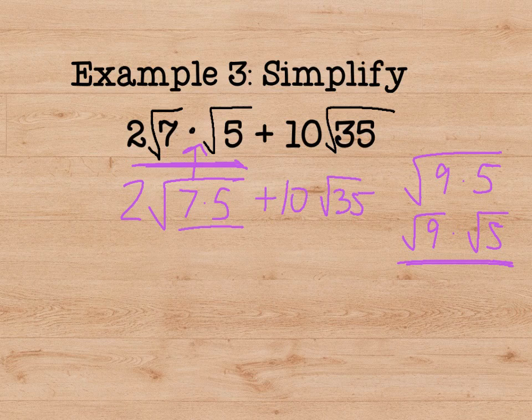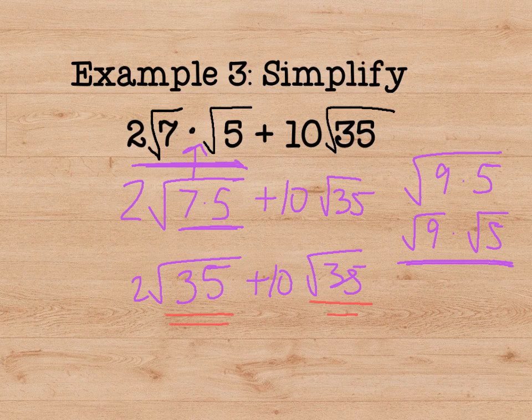Well, I know I can simplify 7 times 5, and that's going to be 35. Everything else stays the same. Okay. Then I see, well, this is good news because I see that I have the exact same number underneath the radical sign. So that means I have like terms, and I can combine these two terms together. So I have a 2 plus 10, which is going to get me 12 square root of 35. And that's it.